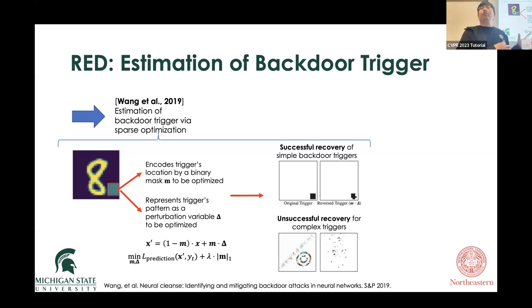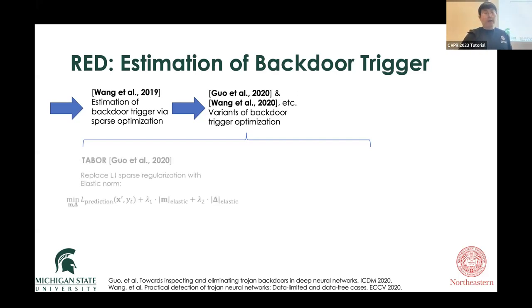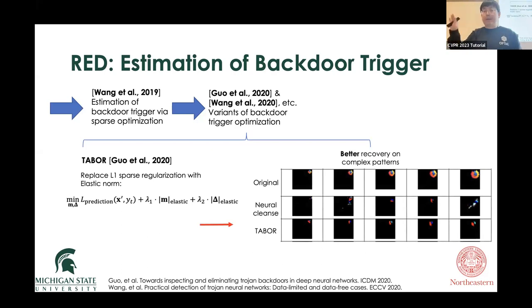So this is a Trojan or backdoor trigger from the poisoned model, and this is a good sample for us. Therefore, there are some follow-up works trying to resolve this trigger estimation problem in a better way. Here I introduce two works. One of them tries to advance the sparse regularization term. Instead of using this L1 sparsity term, they are using the elastic norm, and they show that the trigger estimation becomes better. Again, it's not perfect, but it's better compared to Wang's work in 2019.